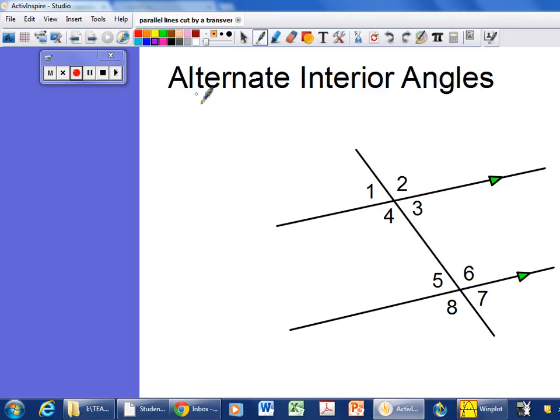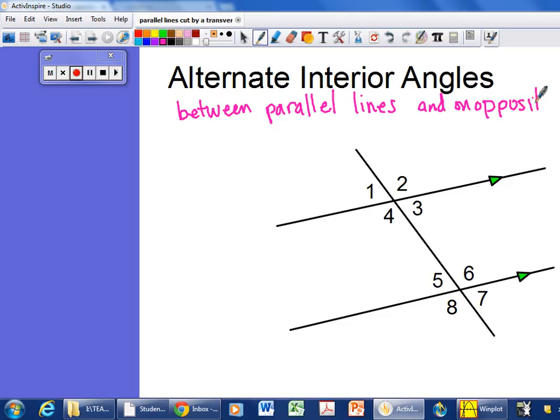Another type of angles are alternate interior angles. You find alternate interior angles between the parallel lines, interior, and on opposite sides of your transversal. Opposite sides of your transversal, hence the alternate.